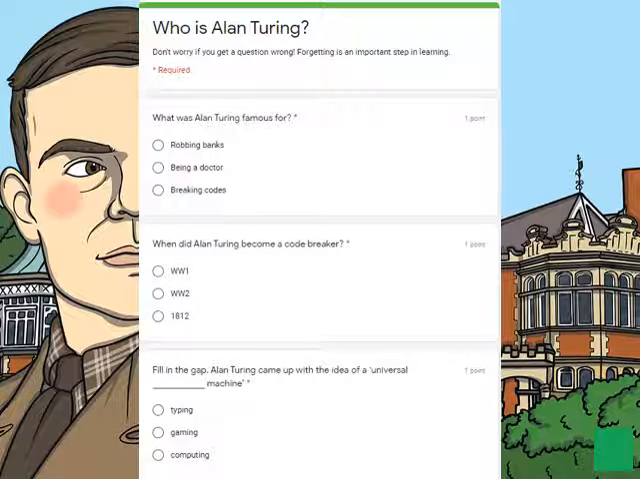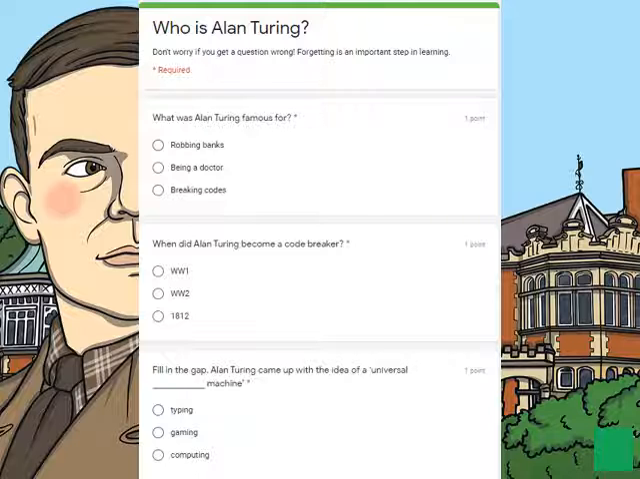And the last thing we're going to do today is your exit quiz. So who is Alan Turing? And don't worry if you get the question wrong, it doesn't matter. So Alan Turing was famous for robbing banks, being a doctor, or breaking codes. When did Alan Turing become a code breaker? World War I, World War II, or 1812? And fill the gap. Alan Turing came up with the idea of a universal something machine: a typing machine, gaming machine, or computing machine. So that is your science for today.